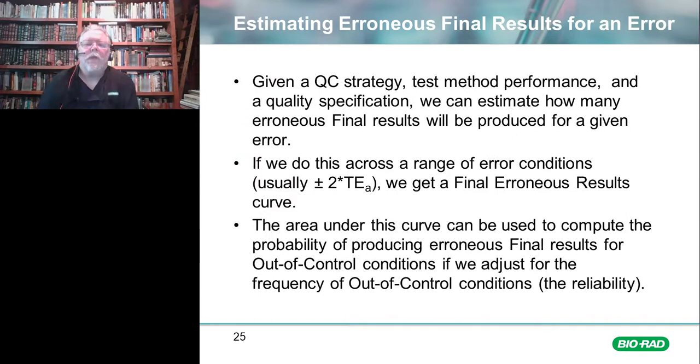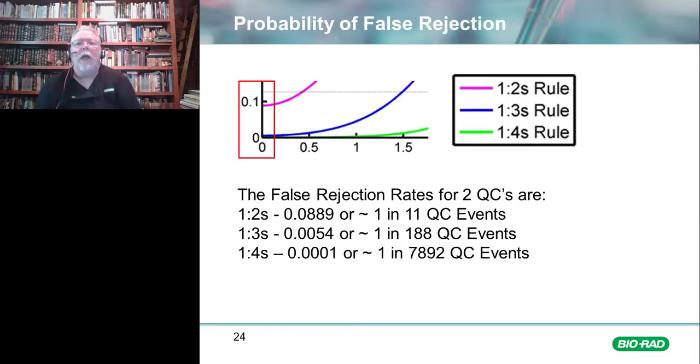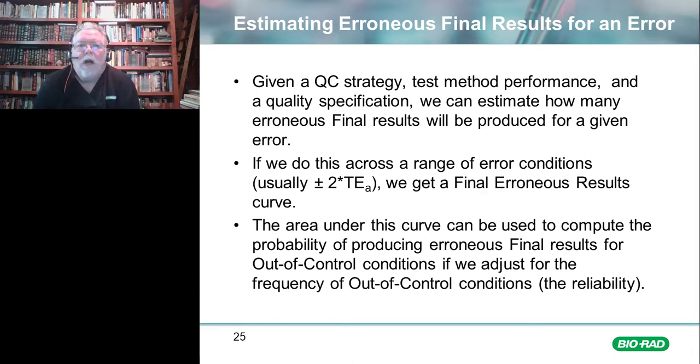So given that, what I want to do is find a QC strategy that has enough power of error detection, but is going to have a low false rejection rate. And what I really am interested in looking at is finding a QC strategy that has an acceptable number of erroneous final results for an error condition. So how do we do that?